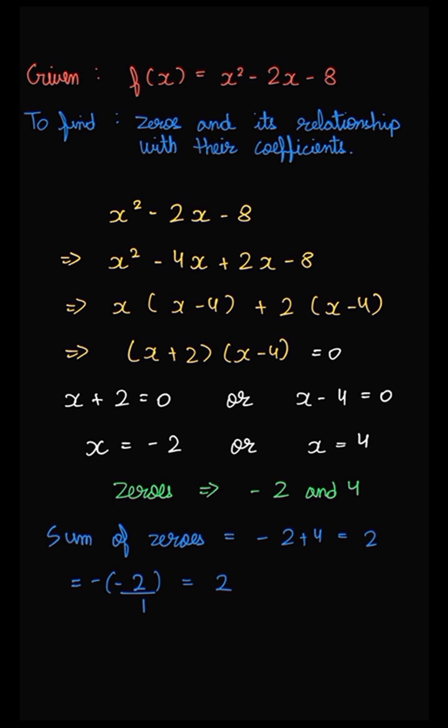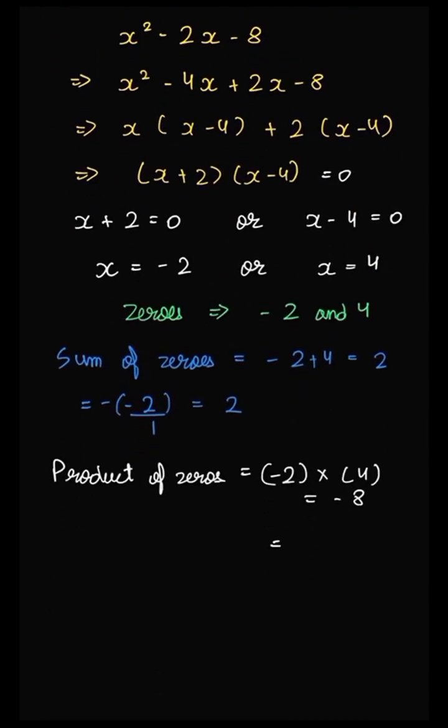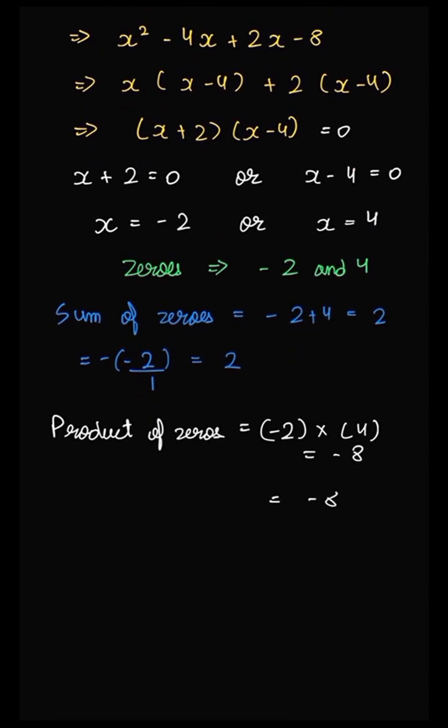Now here we will find the product of zeros. So the product of zeros will be equal to minus 2 multiplied by 4, and that is equal to minus 8. Now this must be equal to the constant term divided by the coefficient of x square. So the constant term here is minus 8, divided by the coefficient of x square, which is 1.